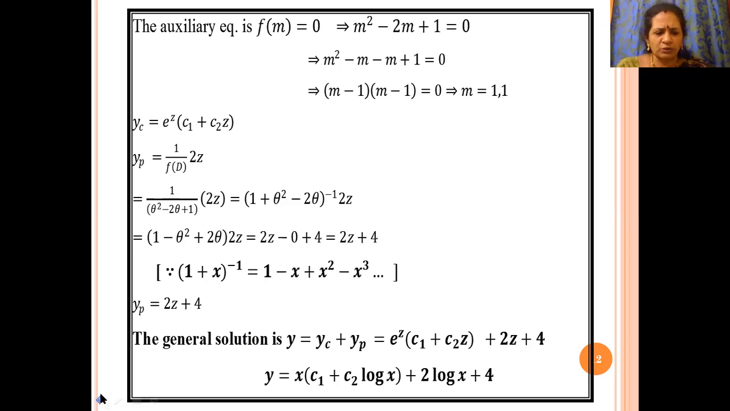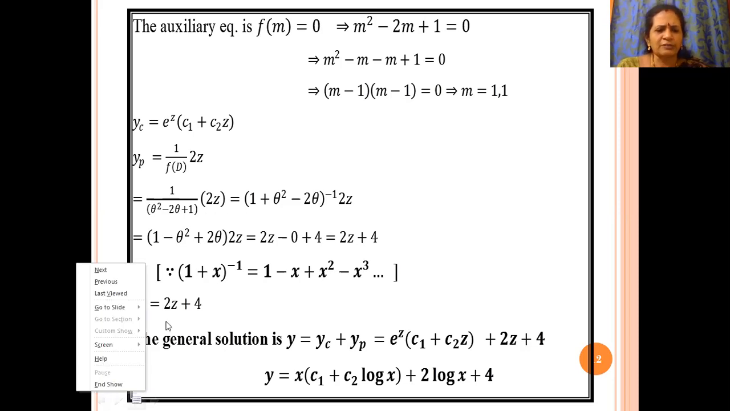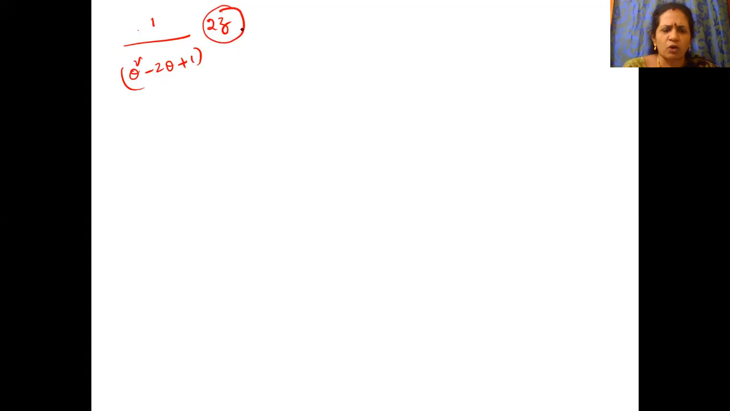So here I will show it on the board. What is it? 1 by D square minus 2D plus 1, into 2z, no? So here, what is given is the functional value, 1 by D square minus 2D plus 1, into 2z. So it is not in the exponential form. That's why we have to use another formula, not the exponential form where we substituted the a value.